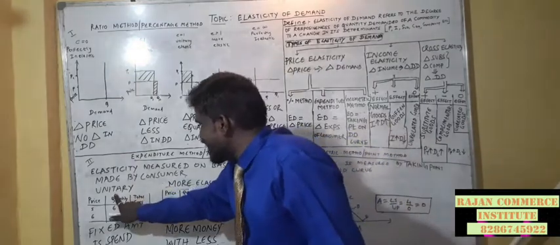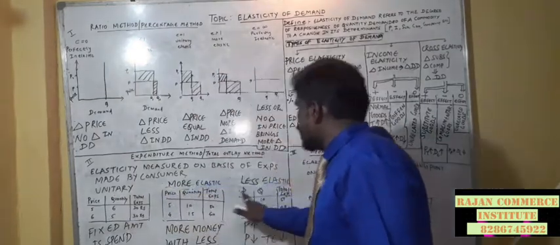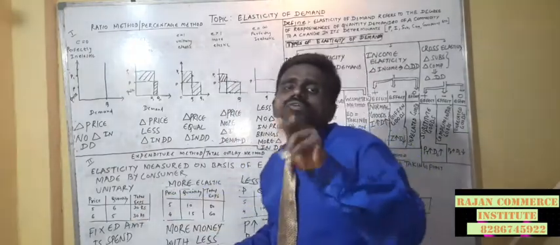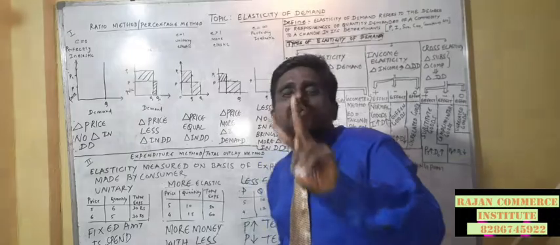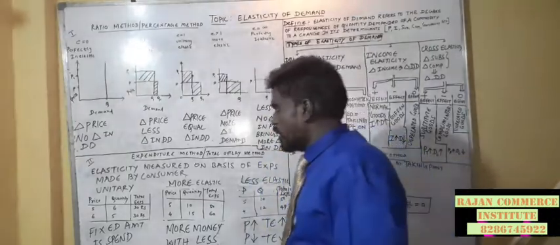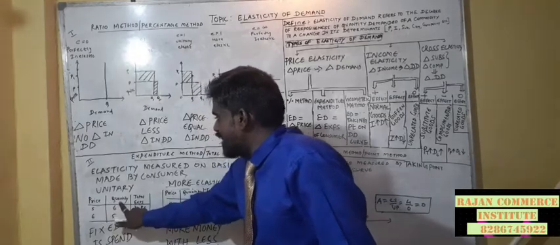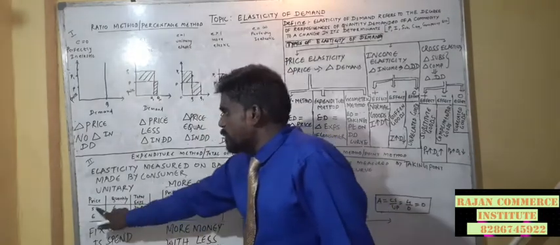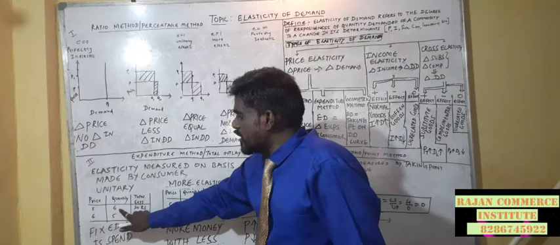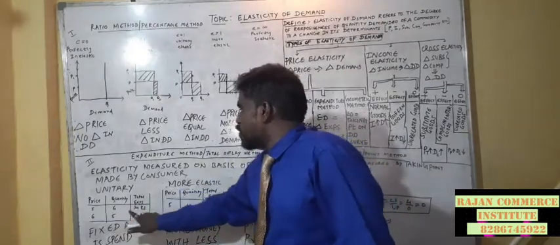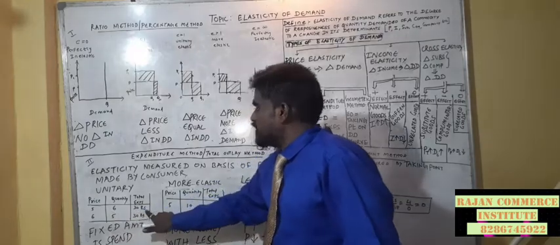First is what? Unitary elastic, more elastic, less elastic. Here we are considering only three: unitary elastic, more elastic, and less elastic. You can see the schedule: price, quantity demanded, total expenses. When price is 5, the consumer is purchasing 6 quantity, and expenses is what? 5 into 6, 30 rupees.